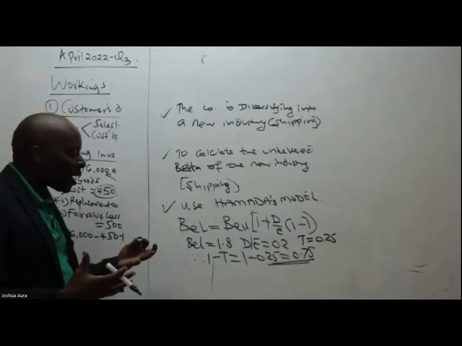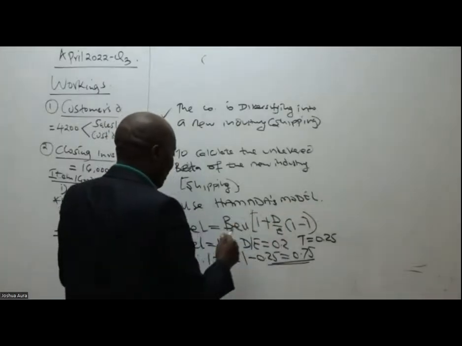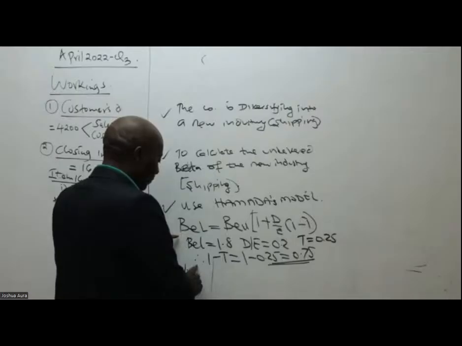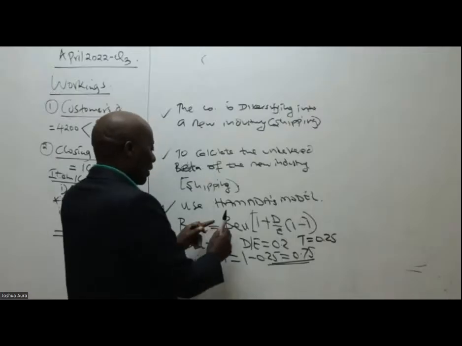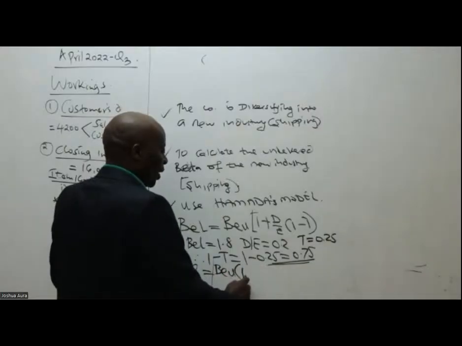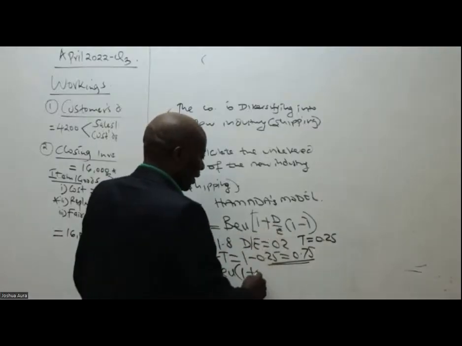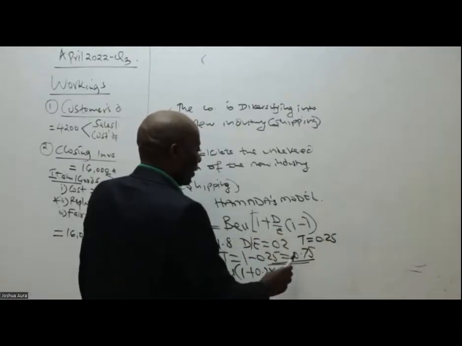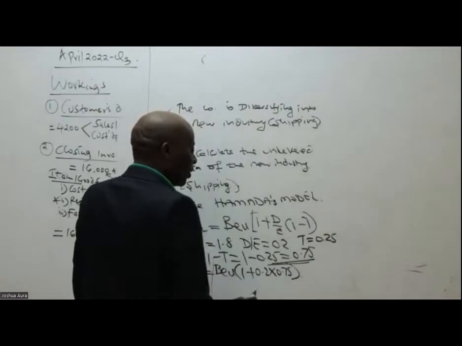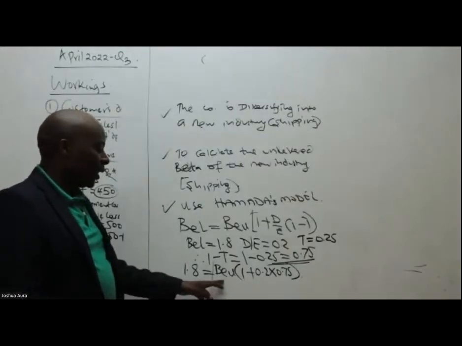Now, could you kindly plug in figures? Please plug in figures in this Hamada's model. So beta equity of a levered firm here will be 1.8, equals beta equity of unlevered into 1 plus debt to equity. They have given it for us: debt to equity is 0.2, multiplied by 1 minus tax, which is 0.75. So please go slowly until you give me beta equity of the unlevered firm.